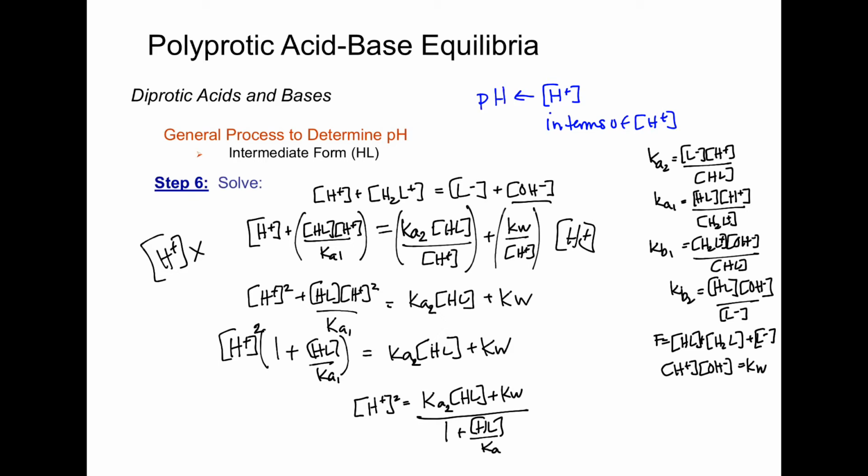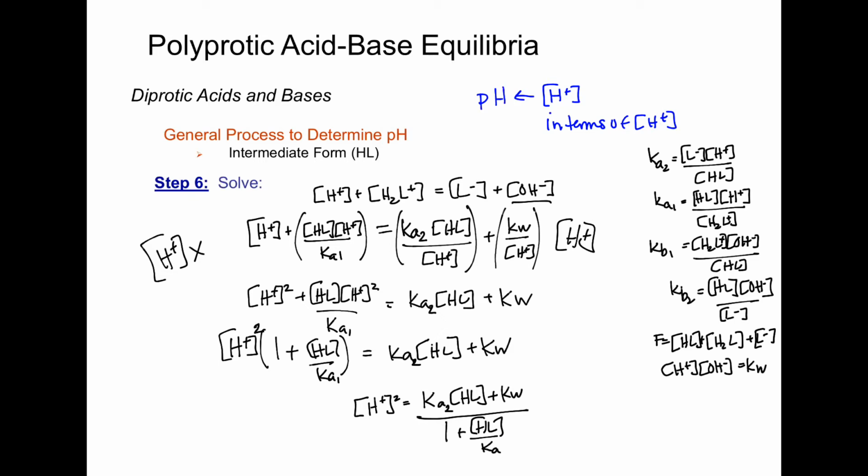Something that I want to point out we need to take care of in the future, this is H squared or H plus squared, so at some point we'll need to take the square root. I don't want to do that right now. What I want to do is this fraction down here is making me a little uncomfortable. It's like a fraction and a fraction, so I want to get rid of that Ka being on the bottom.